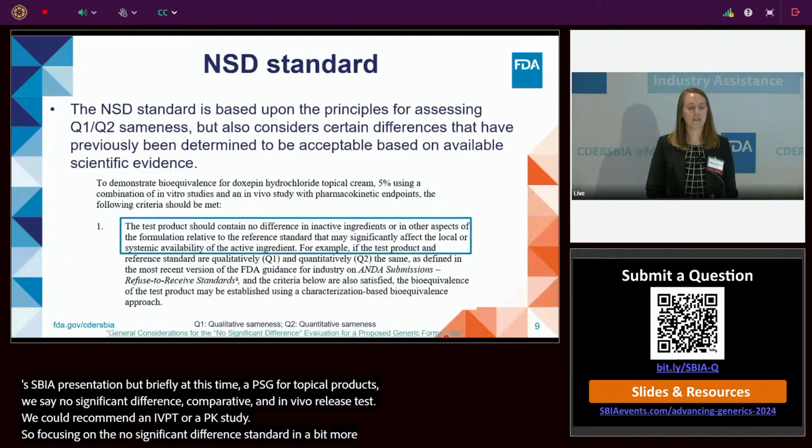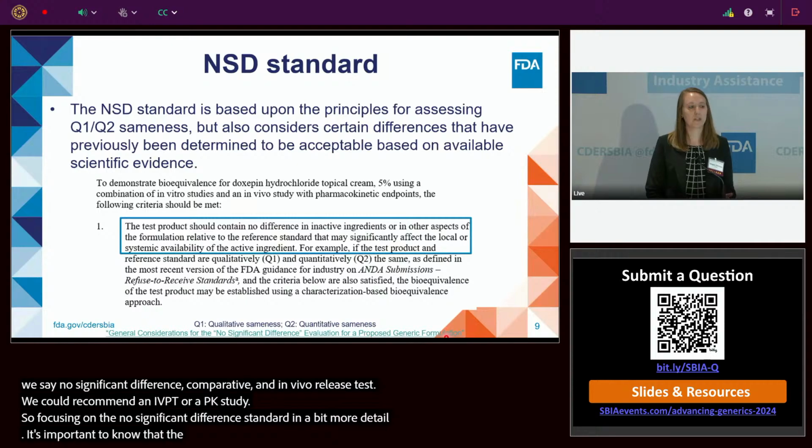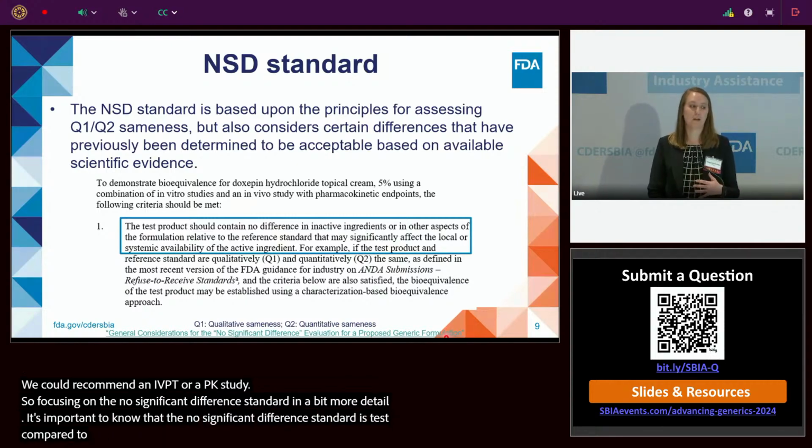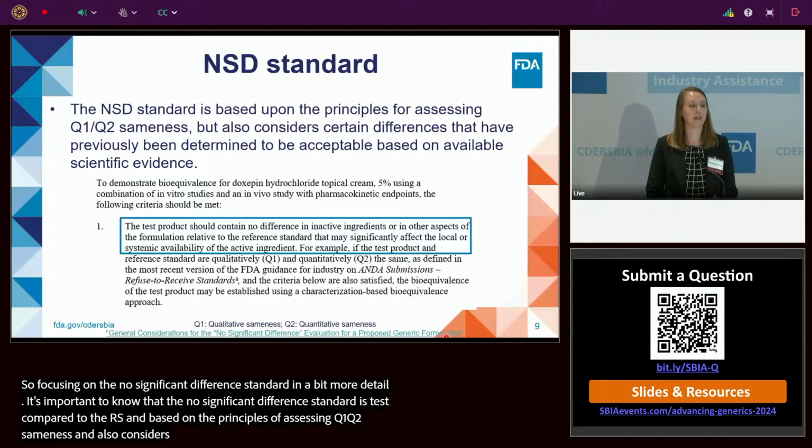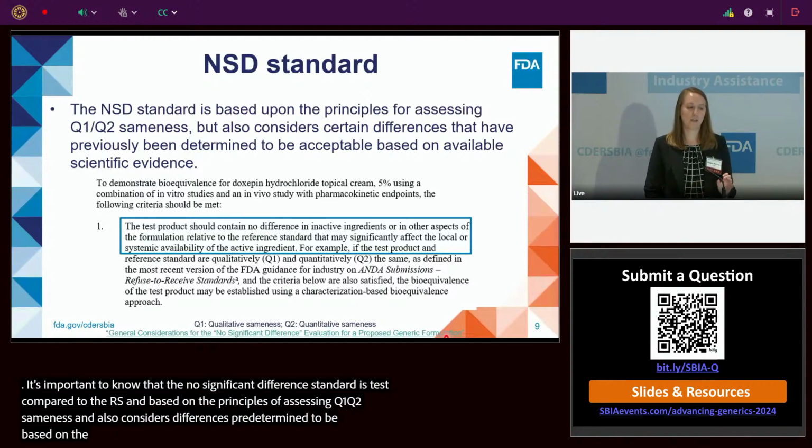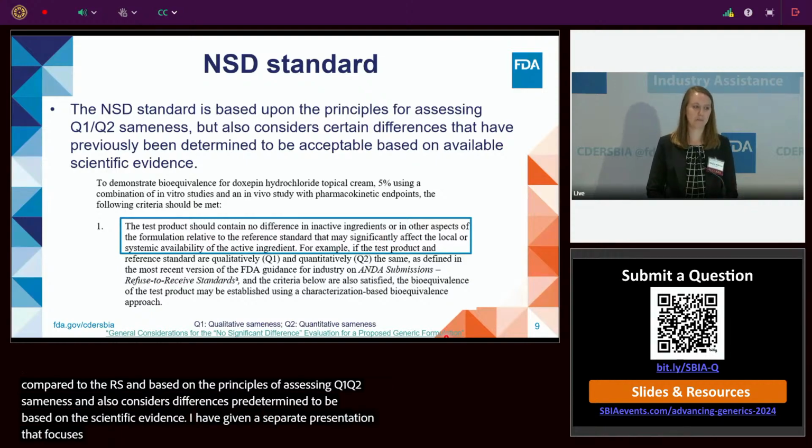And so focusing in on the no significant difference standard in a bit more detail, it's important to note that the no significant difference standard is a comparison of the test formulation compared to the RS. And it's based on the principles for assessing Q1, Q2 sameness, but it also considers certain differences that have been previously determined to be acceptable based on scientific evidence. And I've given a separate presentation that focuses only on the no significant difference if you want to learn more.